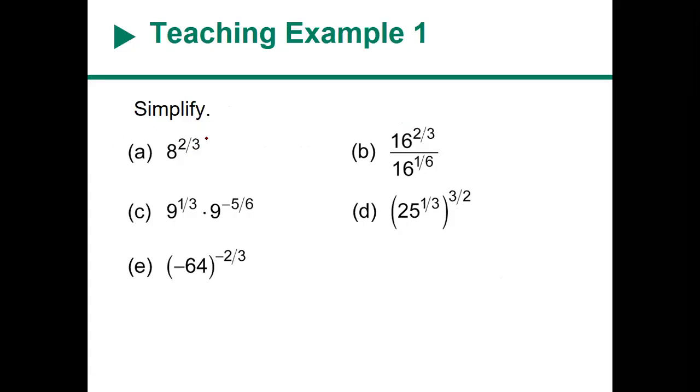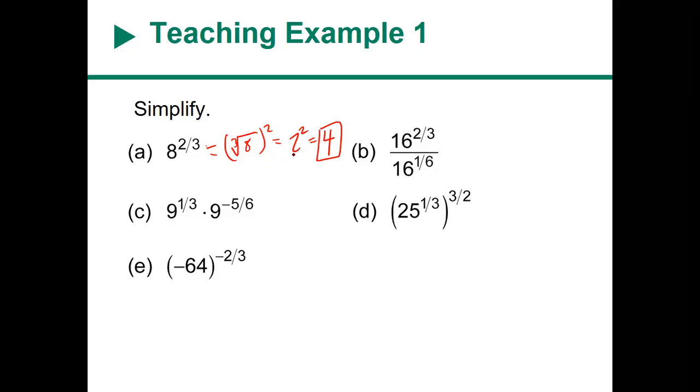So 8 to the 2/3 means a couple of things. I either can square 8 and then take the cube root, or I can take the cube root and then square that solution. I like to go smaller than larger. Some weird people like to go the other way. So me personally, I would take the cube root of 8 and then I square it. What is the cube root of 8? 2. And 2 squared equals 4. So the answer is 4.